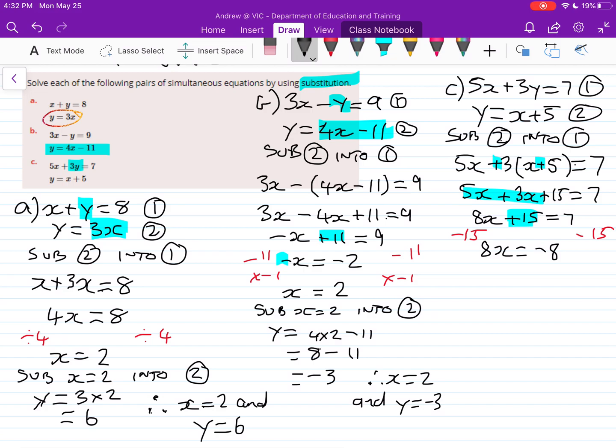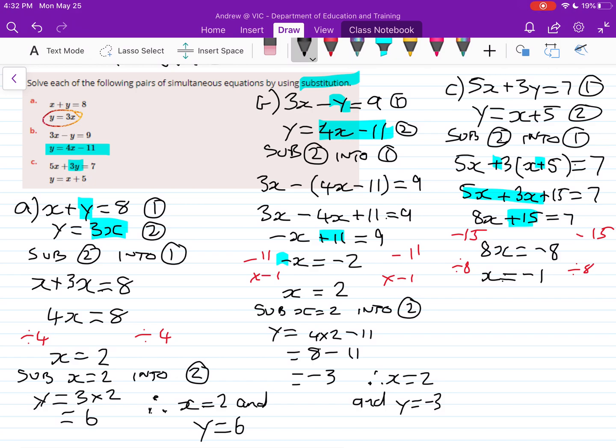Okay, now we need to get rid of this 8, so we need to divide by 8, because it's 8 times x, so x is equal to negative 1. Okay, we've got our value for x, now we can find our y.